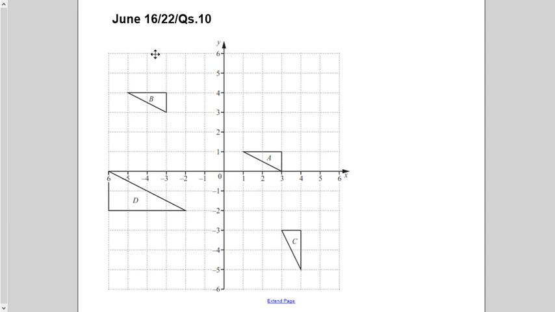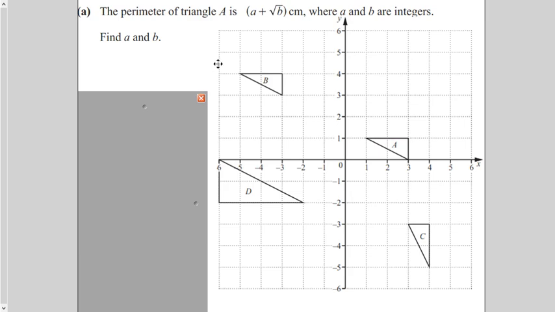The whole question is around this diagram. You can see A, B, C, and D. Let's start with the question one by one. The first part of the question says the perimeter of triangle A, now this is triangle A, is a plus root b. So you have to find the value of a and b. This part is very simple. We will simply apply the Pythagoras theorem, and we know this side is 1 unit, this side is 2 units, and this is my c.